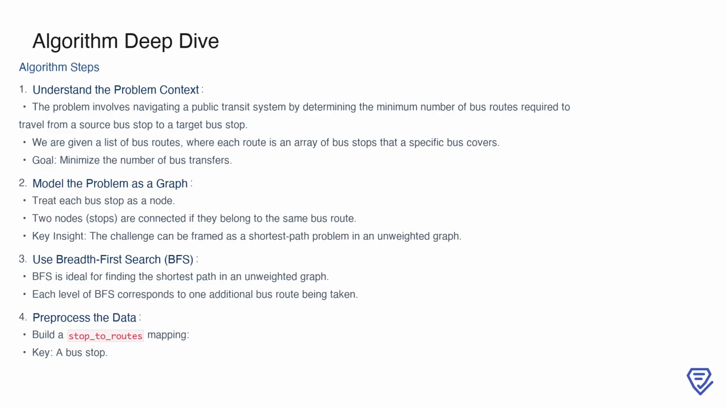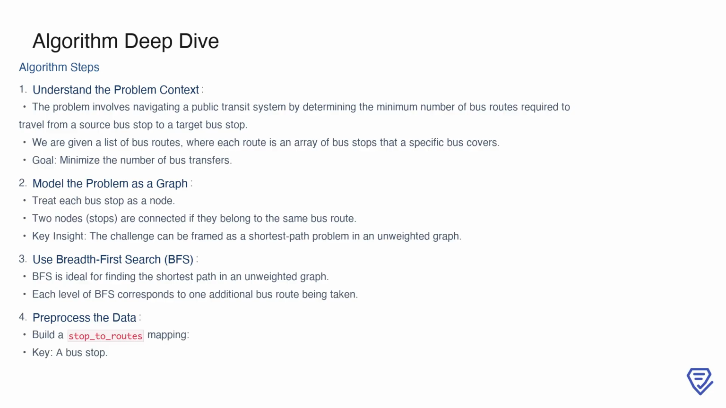This framing allows us to interpret the task as finding the shortest path in an unweighted graph. To achieve this, we use breadth-first search, or BFS, which is well suited for shortest path problems in unweighted graphs because it explores all nodes at the current depth before moving deeper. However, before running BFS, we need to pre-process the data.